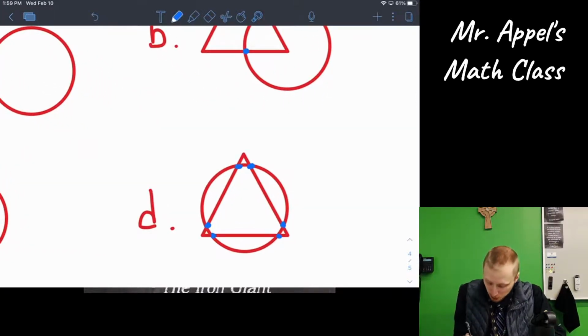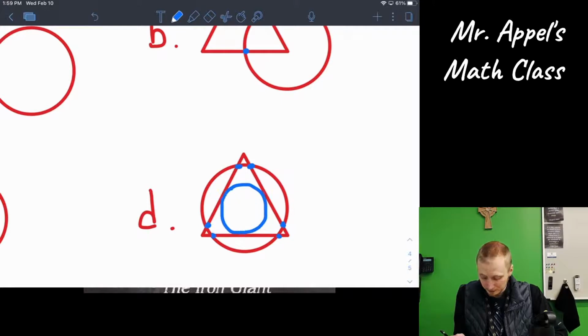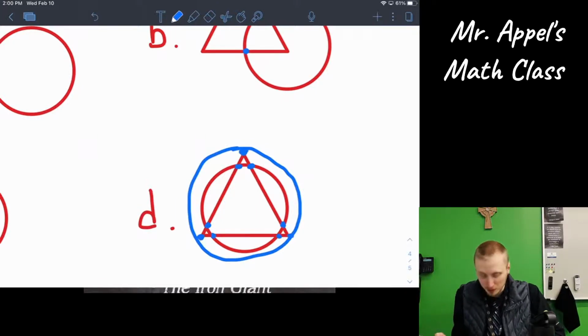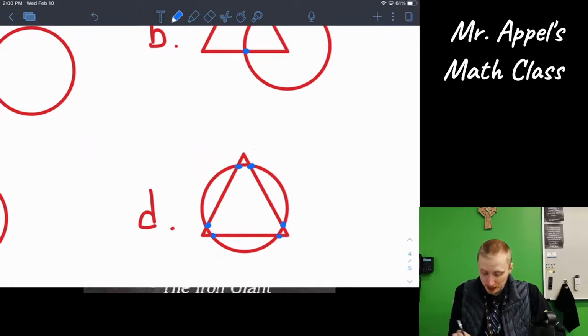If your circle were too small, you could fit inside here and have 3 points there. If your circle were too big, you'd go right around and circumscribe the triangle, and you'd have 1, 2, 3 points right there. Of course, it could be even bigger, and then you'd have fewer than that. But we're right in between, so we can squeeze it and get 1, 2, 3, 4, 5, 6 points, 2 at each corner.